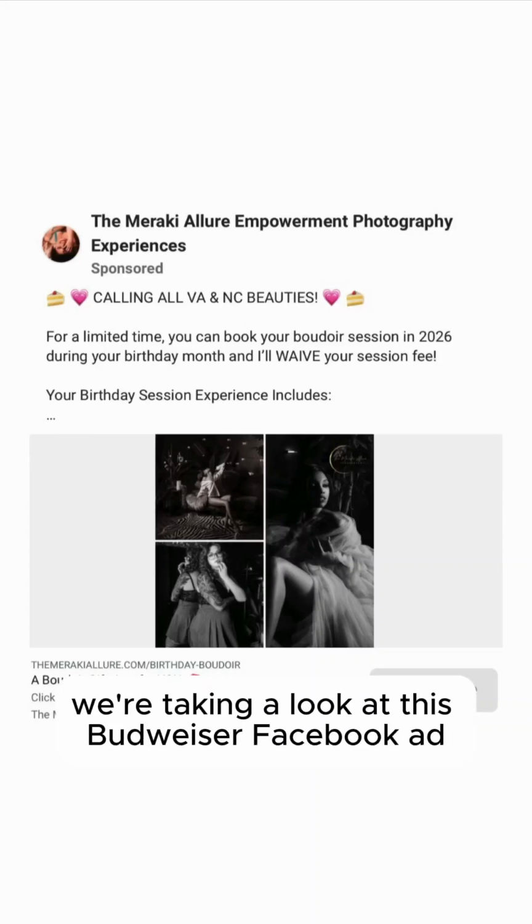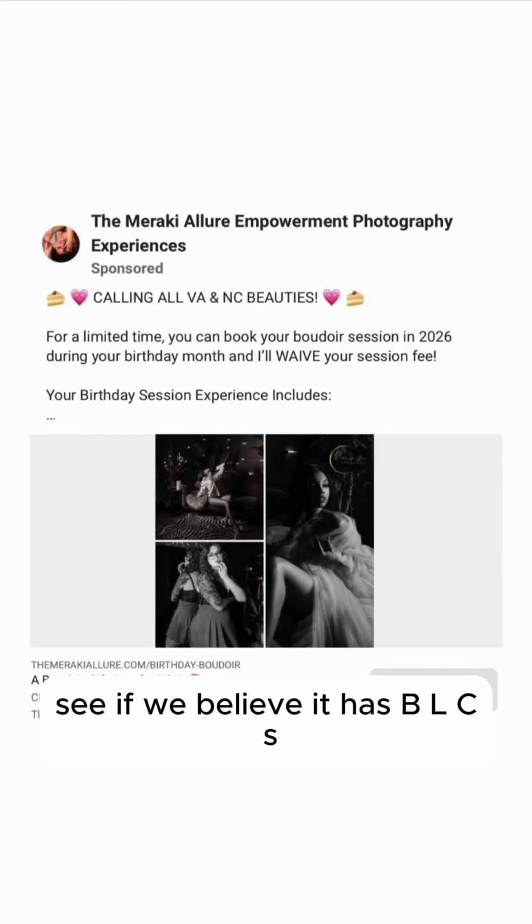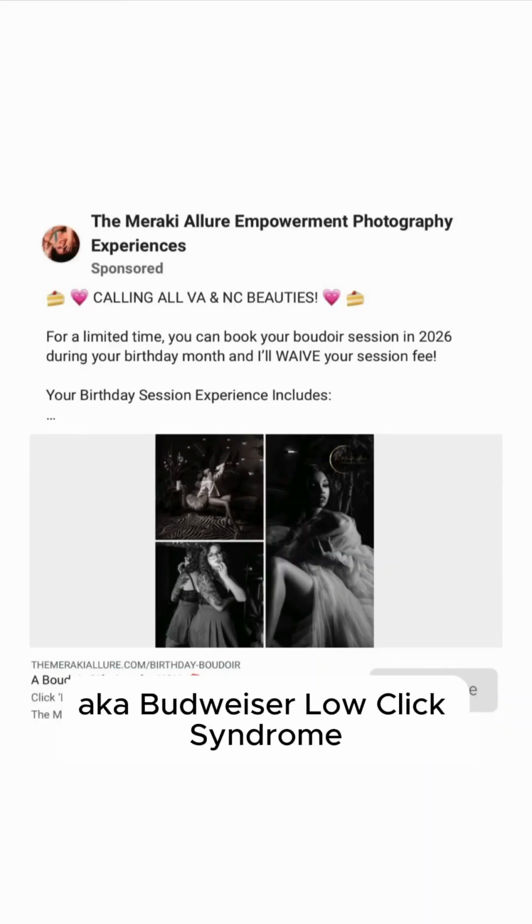All right, y'all, we're taking a look at this Boudoir Facebook ad. We're going to diagnose it, see if we believe it has BLCS, aka Boudoir low click syndrome.